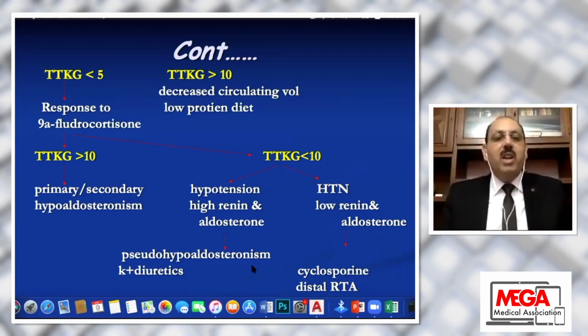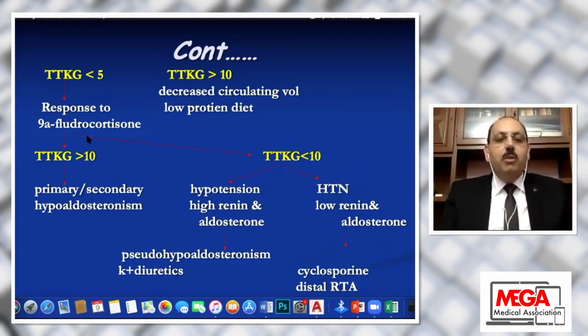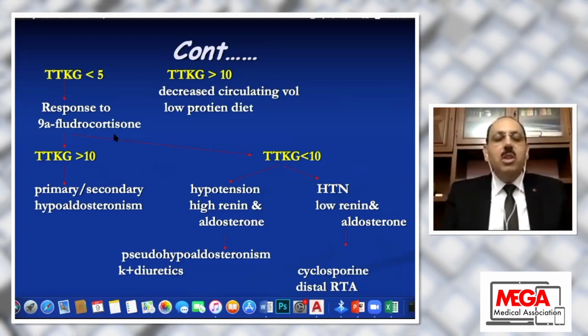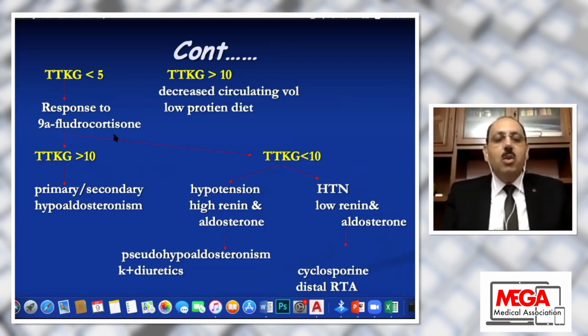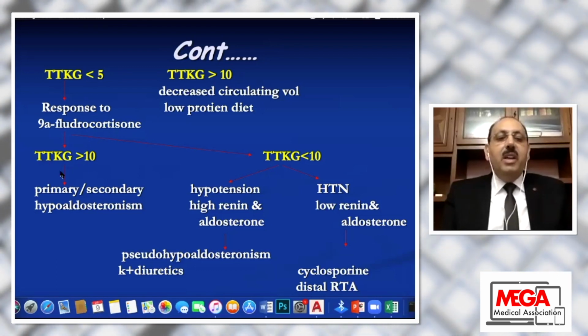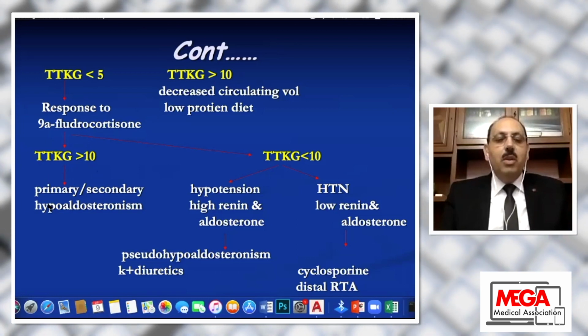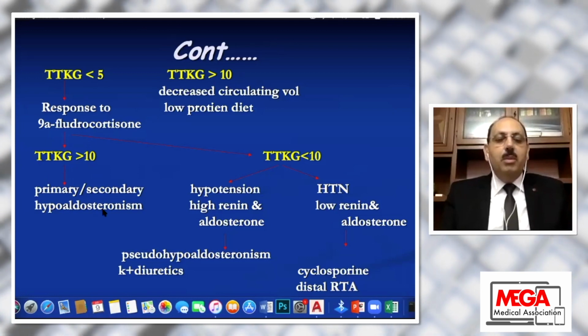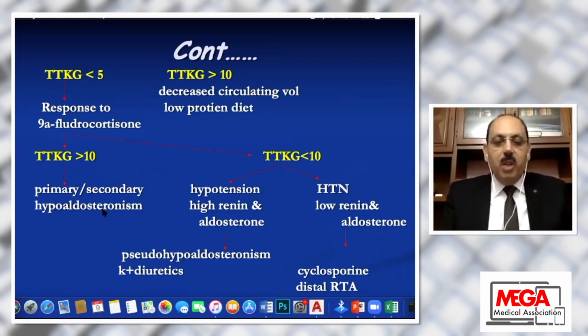If it is below 5, see the response to fludrocortisone. Fludrocortisone is a corticosteroid which has a mineralocorticoid and glucocorticoid activity. If it is increased to above 10, so the cause will be hypoaldosteronism, whether primary or secondary.